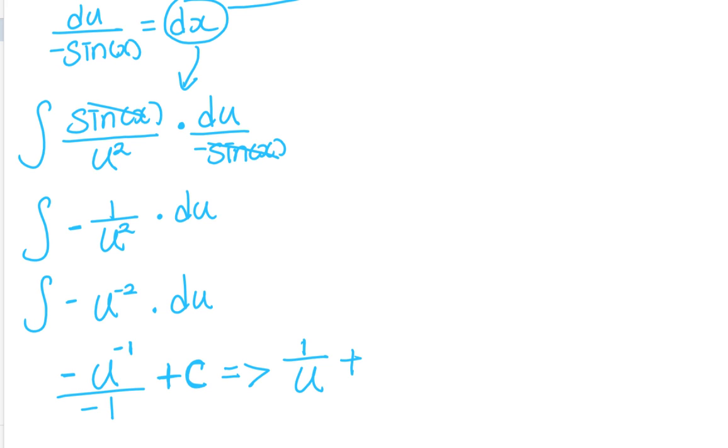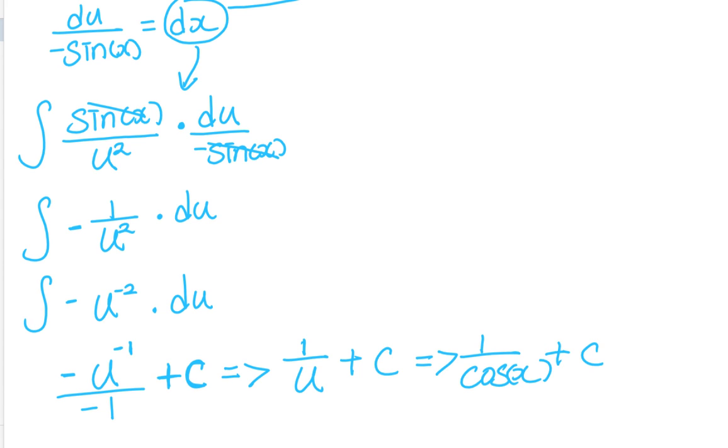And then plus c. Now, don't forget, our u is actually cosine x. Right? Our u is actually cosine x. So this means that we get 1 over cos x plus c. Following me so far?